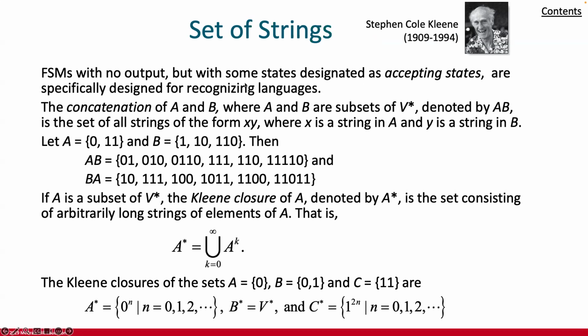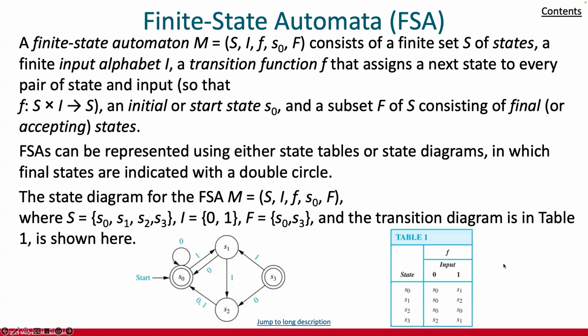So this gets into the set of strings. The concatenation of A and B, where A and B are subsets of V star, denoted by AB, is the set of all strings of the form xy, where x is a string in A and y is a string in B. So we have an example. You can feel free to walk through that and get some more insight into that.